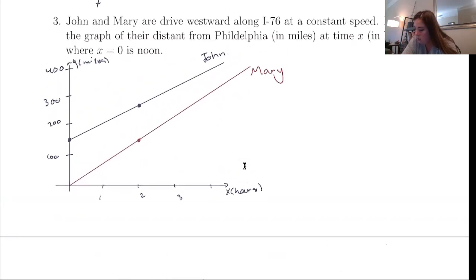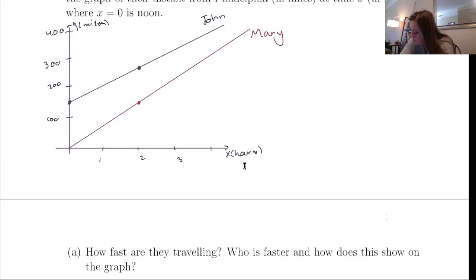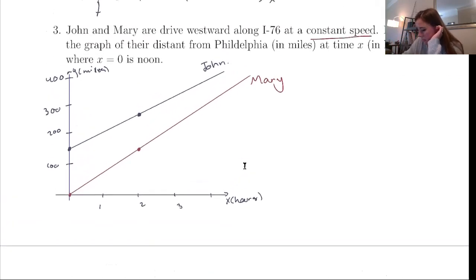So they're at a constant speed. So we're asked how fast are they traveling and who is faster and how does this show on the graph? So we're asked like a lot of things. So how can I find how fast they're going? Looking at this graph, how can I figure out, rise over run, right? I need to find the slope of each of their lines because I'm already told that they're at a constant speed.